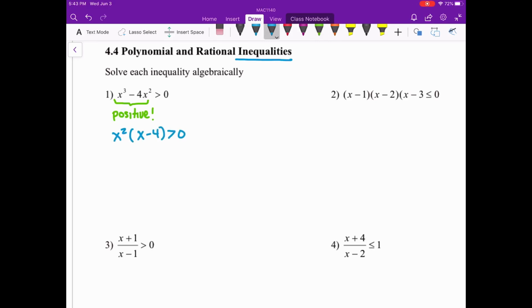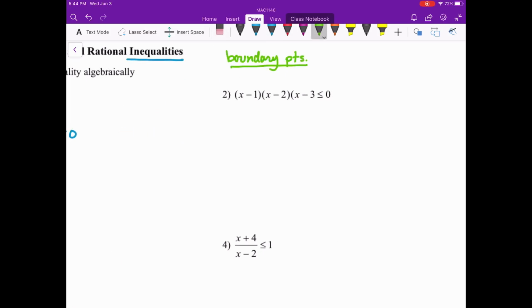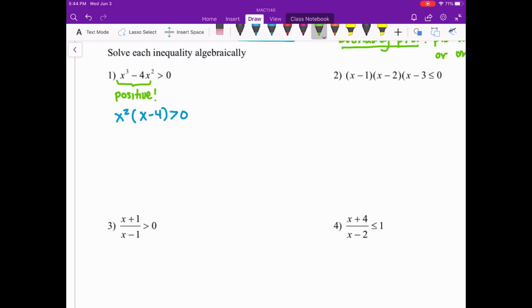Now we can find what we call the boundary points. These are the points where x, or the input, is 0 or undefined. Those are the points that I need to find. In this case, either x squared is equal to 0 or x minus 4 is equal to 0. x is equal to 0, that's my first boundary point, or x equal to 4.